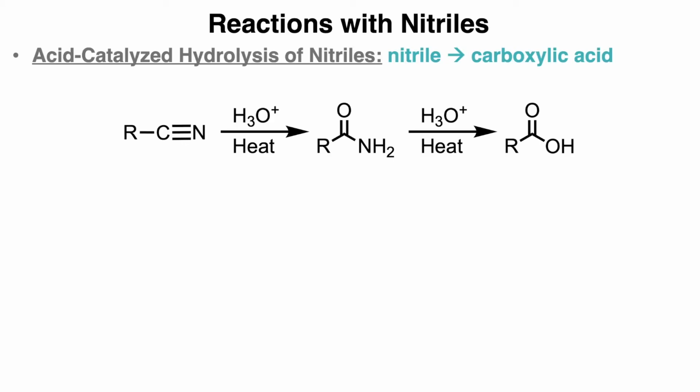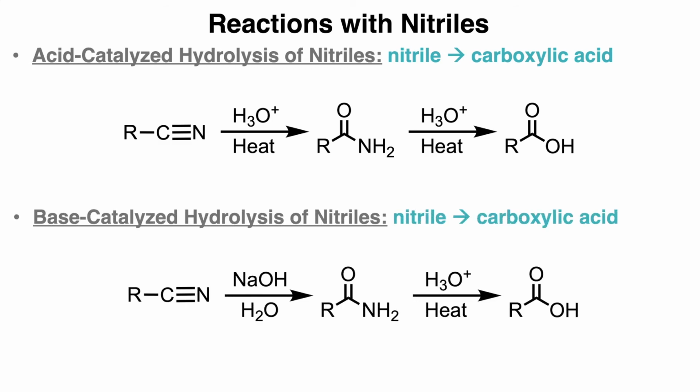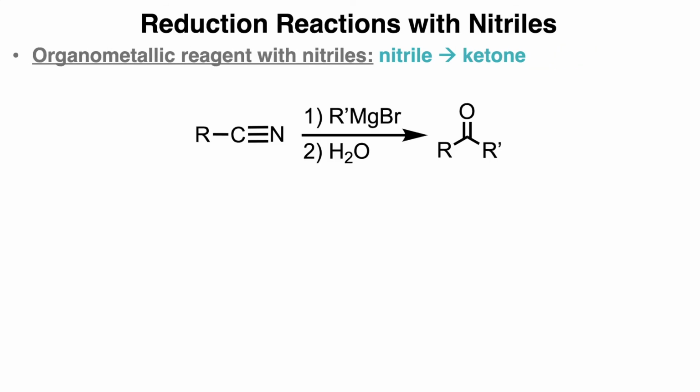Nitriles can undergo hydrolysis to form a carboxylic acid as well. Acid catalyzed hydrolysis of nitriles starts with H3O plus and heat to first form an amide, which then becomes a carboxylic acid. Base catalyzed hydrolysis uses NaOH and water to turn a nitrile into an amide, followed by H3O plus and heat to then form a carboxylic acid.